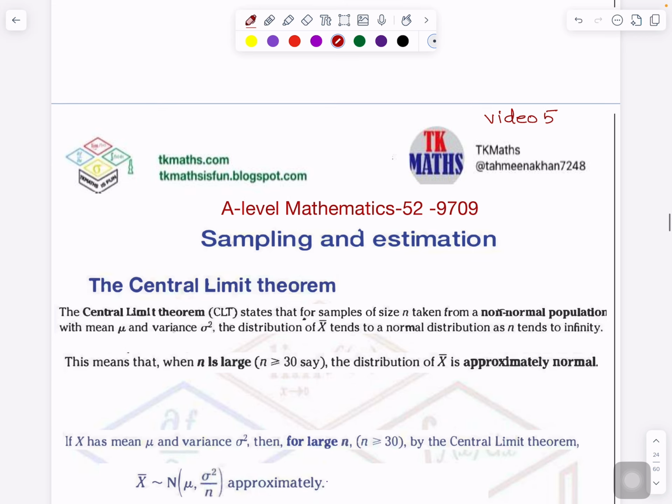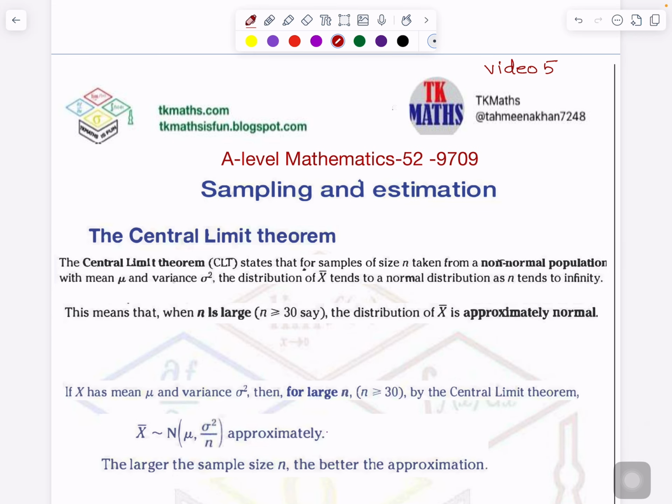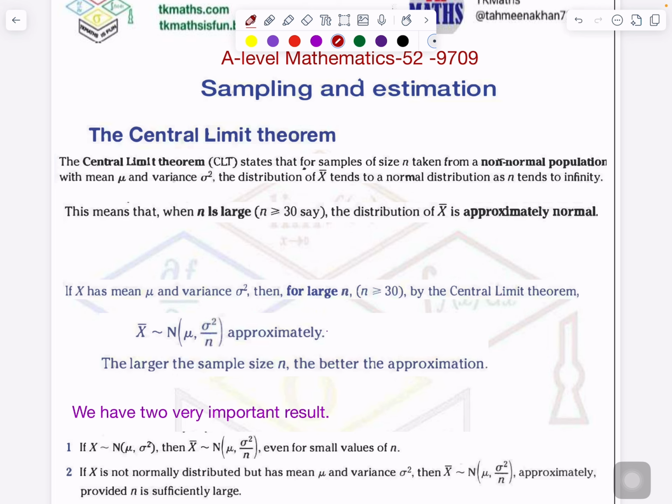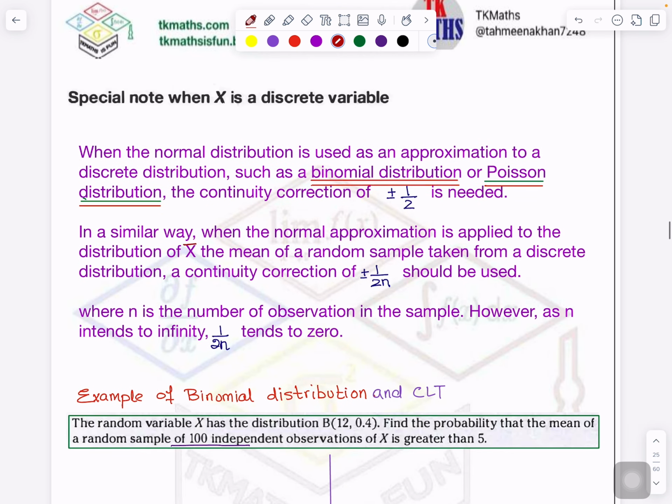In the last video, which was video number 4, we studied the central limit theorem, and we have seen that it helps us apply approximately normal calculations for all sample sizes taken from a non-normal population with mean mu and variance sigma squared. As long as the size of the sample is larger than 30, we can apply the approximately normal distribution on the sample mean. This distribution is used to calculate the probability. So let's go straight to the question.